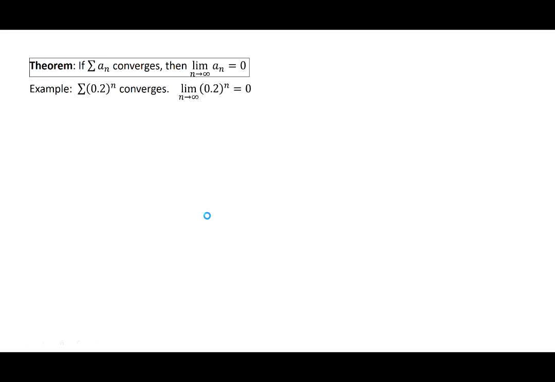You tell me, isn't that true? Limit of 0.2 to the n as n approaches infinity. Yep, that is equal to 0. Look at the terms. 0.2, 0.2 squared is 0.04, 0.008, 0.0016, and so on, right? Those terms are decreasing and approaching 0. So, that is an example.